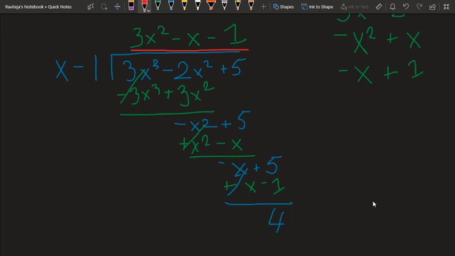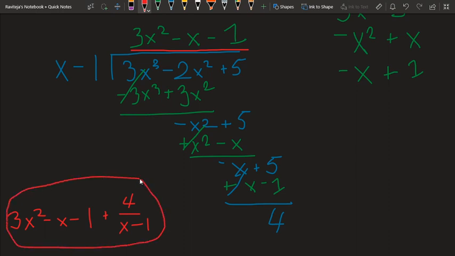So hopefully you guys wrote the proper answer in the right format, which would be 3x squared minus x minus 1 plus 4 over our divisor, which is x plus 1. So 3x squared minus x minus 1 plus 4 over x plus 1 is our answer for this problem. And hopefully you guys did get it right.